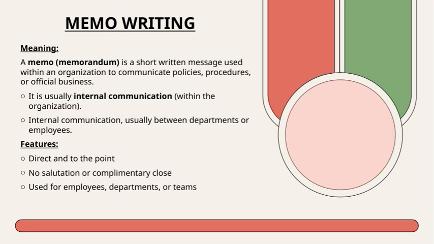A memo, or memorandum, is essentially a short written message that we use within an organization to communicate important information. It can cover topics like policies, procedures, or official business matters. The key thing to remember is that memos are usually meant for internal communication, meaning they stay within the organization. This could be between different departments, teams, or individual employees.